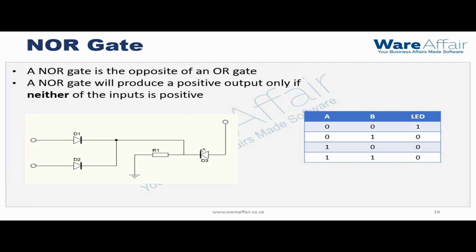The opposite of an OR gate is known as a NOR gate. A NOR gate will produce a positive output only if neither one of the inputs is positive. When both inputs are 0, the LED will be on. When one of the inputs is 1 or 0, the LED will be off. And when both inputs are at 1, the LED will be off.